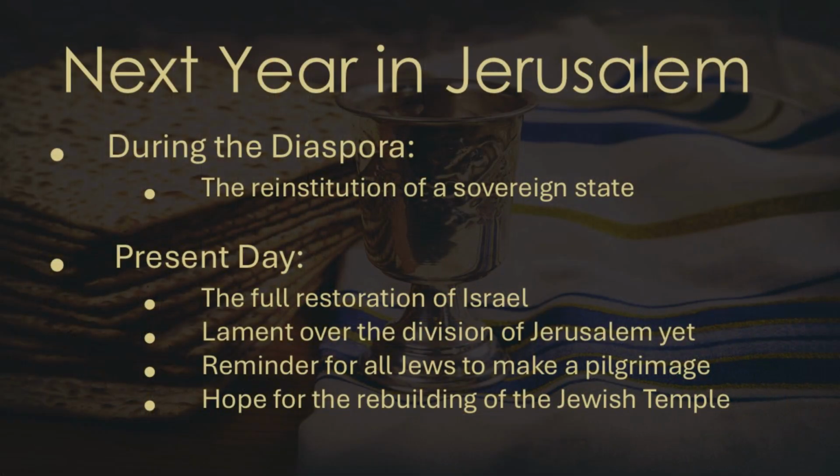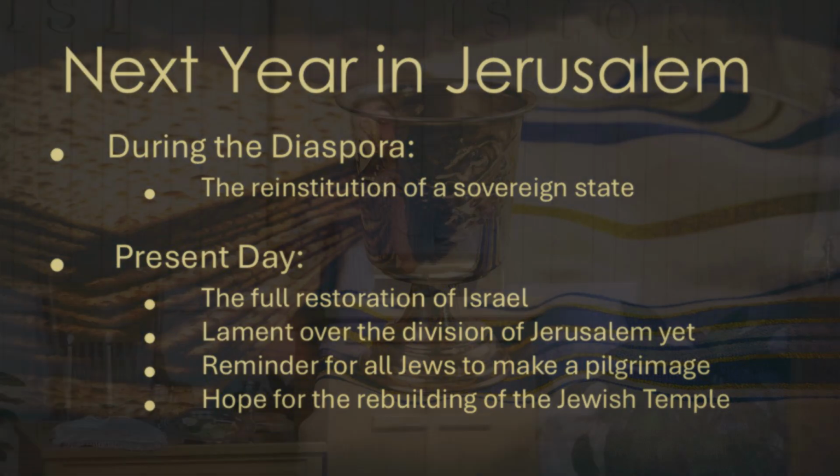The best reasonings I could come up with, it kind of depends on the region and who's doing it. Are you secular? Are you religious? What's your reasoning behind saying next year in Jerusalem? The full restoration of Jerusalem. They also lament over the division of Jerusalem yet. So as you know, yes, Israel's a nation, but Jerusalem is divided. We've got different quarters that are run by different groups, different religious groups. We all know the Muslims actually have the Temple Mount. They've got their own quarter. It's kind of a mess yet.